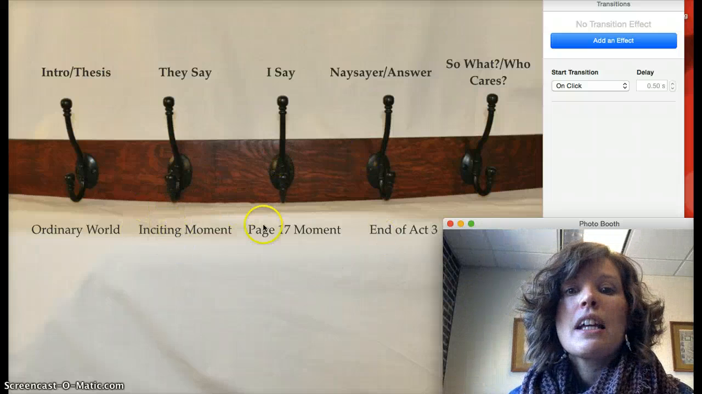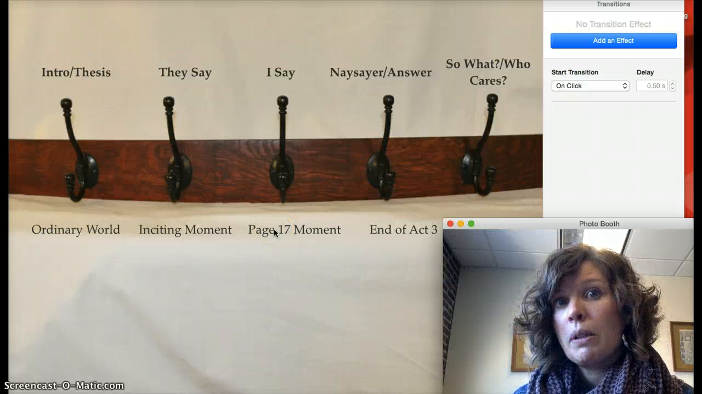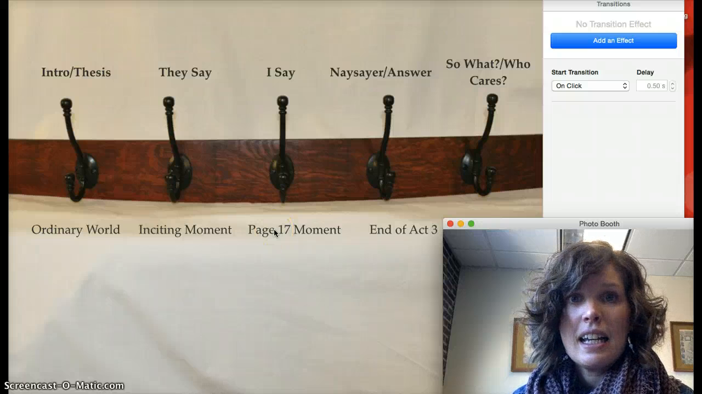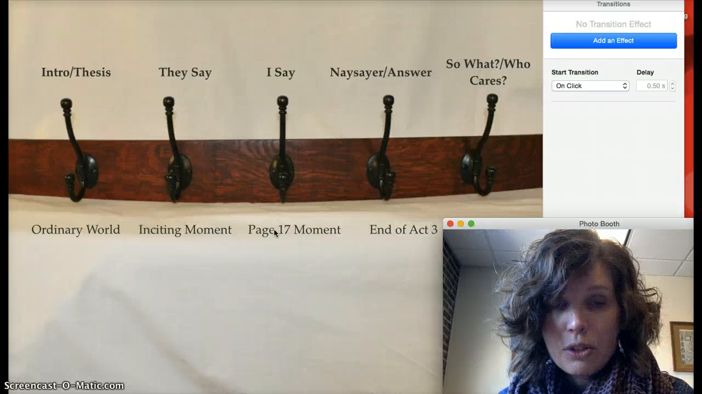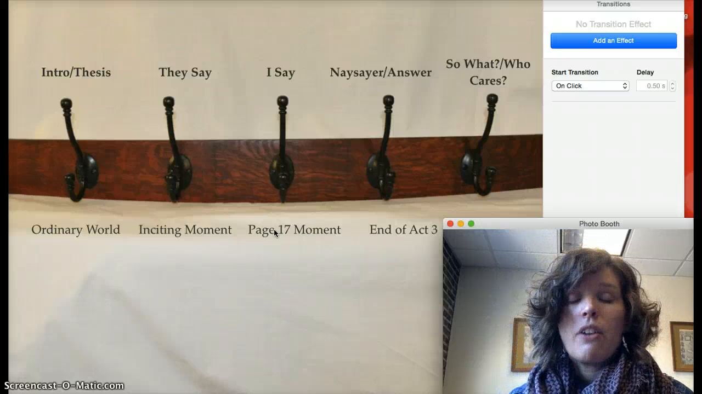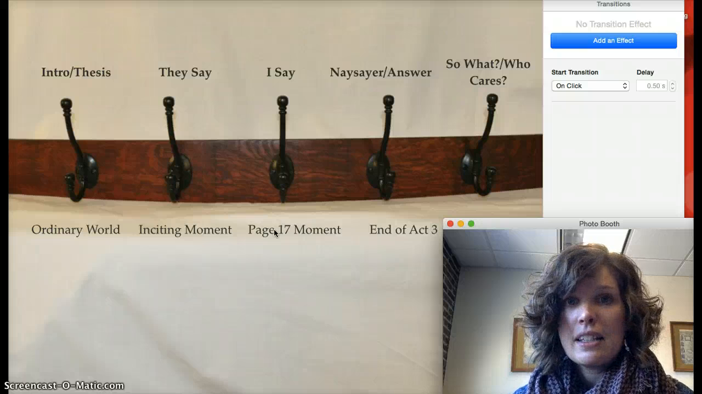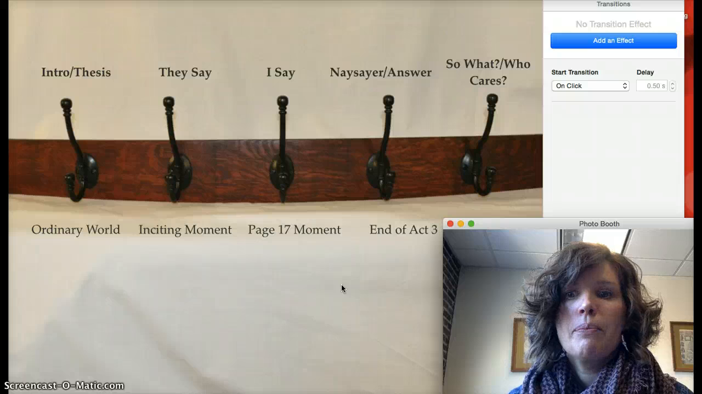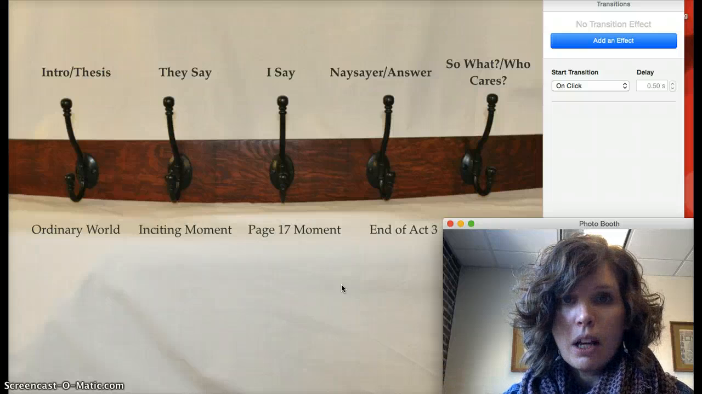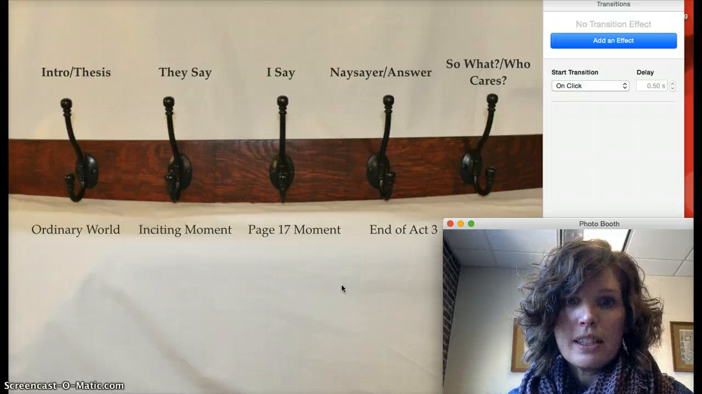Then around page 17, they have a yes-no moment where the protagonist has to decide whether or not they're going to say yes to the proposition that's offered to them, or no. If they say yes, the story moves forward and they are able to continue in the plot, or if they say no, the whole story shuts down.